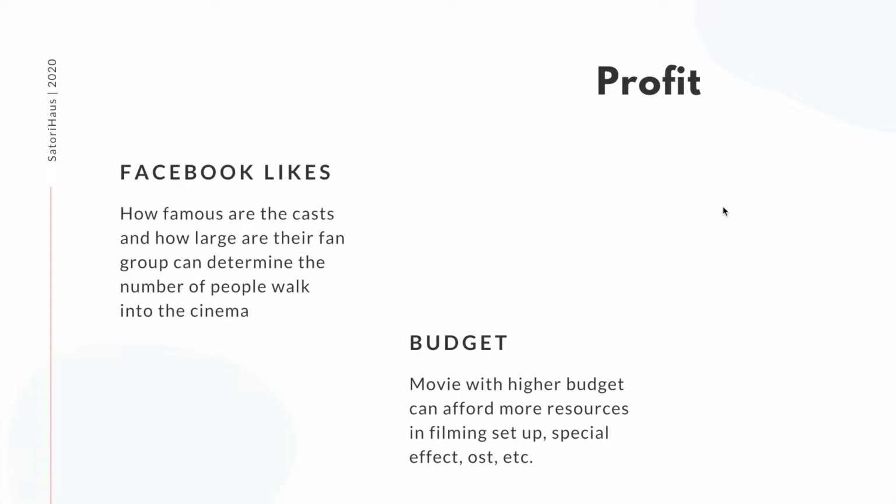So in order to predict the profit of the movie, we think the most important features in the database are Facebook likes and budget. For Facebook likes, it is obvious that if the cast is famous and their fan group is bigger, there are likely to be more people going to the cinema just for the cast and to watch the movie. The second reason is that budget is also a very important feature, since a movie with a higher budget can afford more resources in filming setup, special effects, OST, etc. And they will also have more publishing fees and let more people in the world know about this movie and ultimately have interest in it.